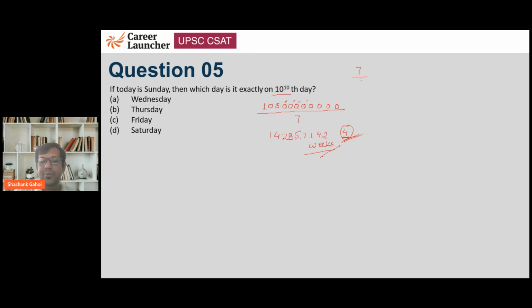So after these many weeks, we are going to have exactly the same day. It means we are going to have Sunday only. So the question is talking about which day is going to be after these days. So we are going to talk about 4 days after Sunday, and 4 days after Sunday is going to be Monday, Tuesday, Wednesday, and Thursday. So which day is going to be after exactly 10 power 10th day? That is going to be Thursday, and that's how we are going to calculate the answer of this question.